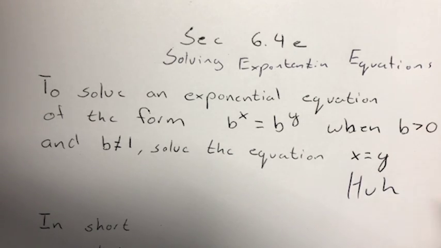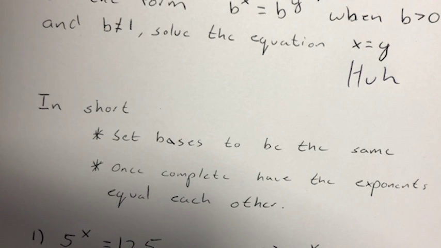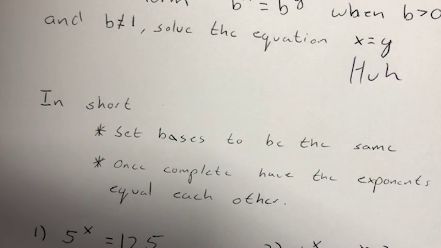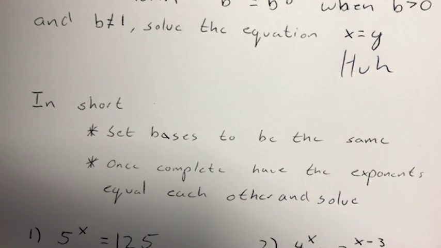So, in short, what we're going to do is set the bases to be the same. I'll show you what I mean by that in just a second. And then once we set the bases to be the same, we take the exponents, set them equal to one another, and solve. All right? So what do I mean?